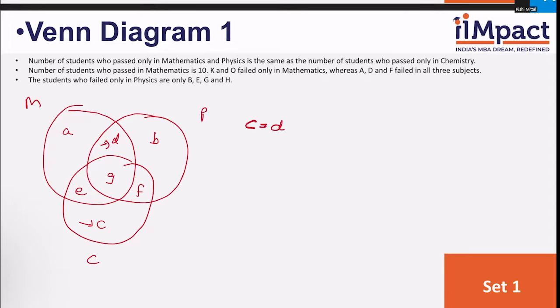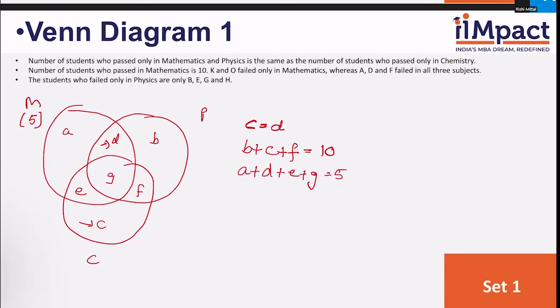Okay, cool. The number of students who passed in mathematics is 10. We know the total number of students was 15. If the ones who have passed in mathematics is 10, that means the ones who have failed in mathematics is 5, right? So this is going to be a 5. Okay, cool. And B plus C plus F is going to be 10, right? And from this logic itself, A plus D plus E plus G is equal to 5.